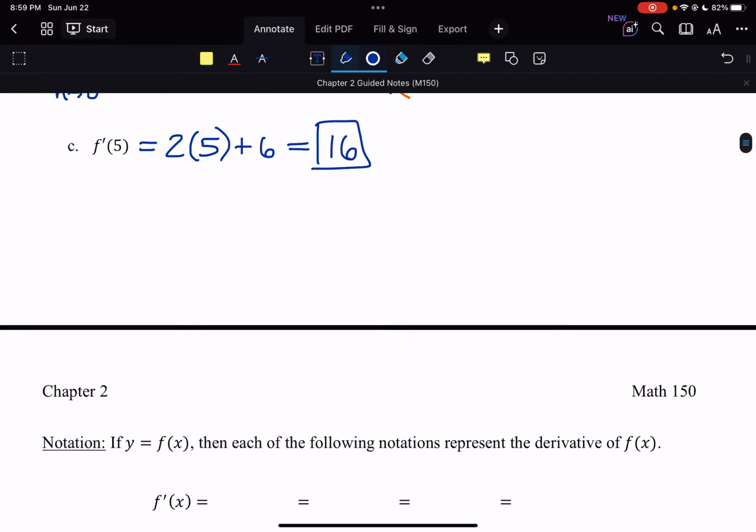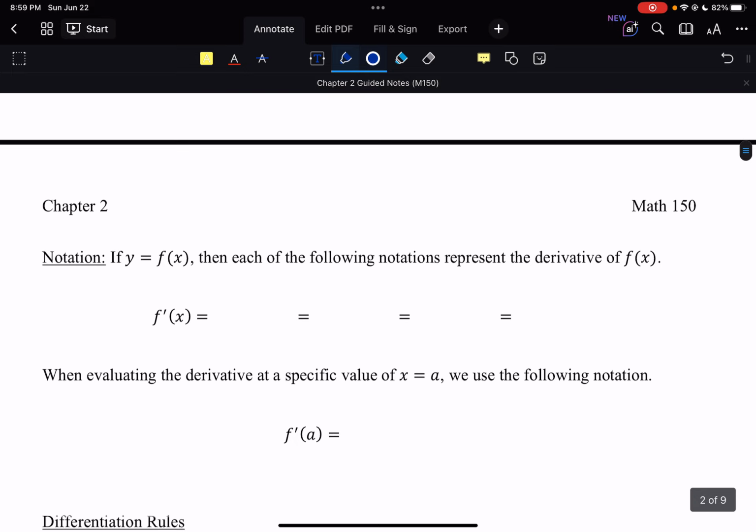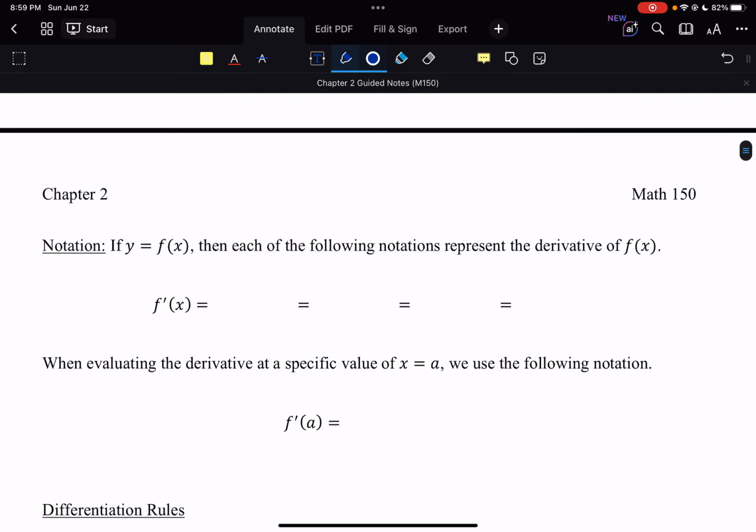Now, as we look to the top of the next page, we're going to talk a little bit about notation here. So if we have a function y equals f of x, then each of the following represent the derivative of f of x. So f prime of x we already know. Another common one is y prime. So instead of f prime, it's y prime.